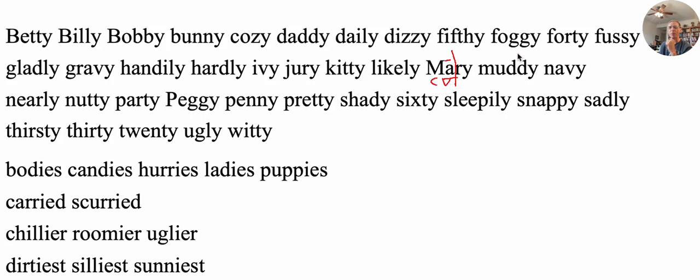Mary. Mary. Next we have muddy, double consonant. Navy, like the ships, or I didn't tell you that. Mary was a name. Muddy is like when it rains and you play in the mud. And then navy, again, there's only one consonant. So that syllable ends with a vowel and it's going to be long and it is accented. Navy. Next we have nearly. This is nearly.